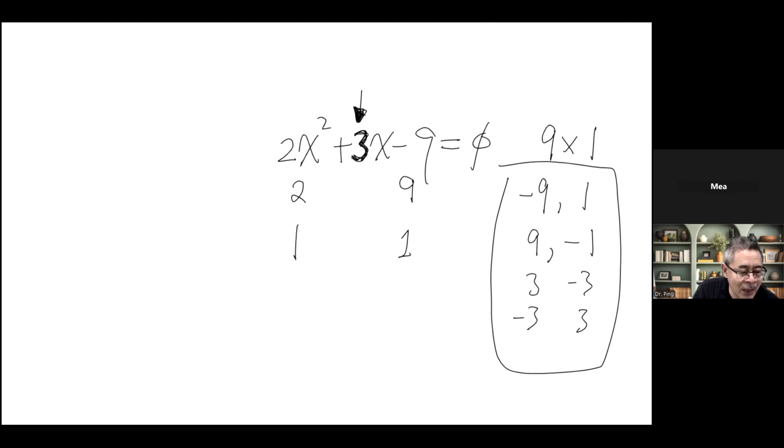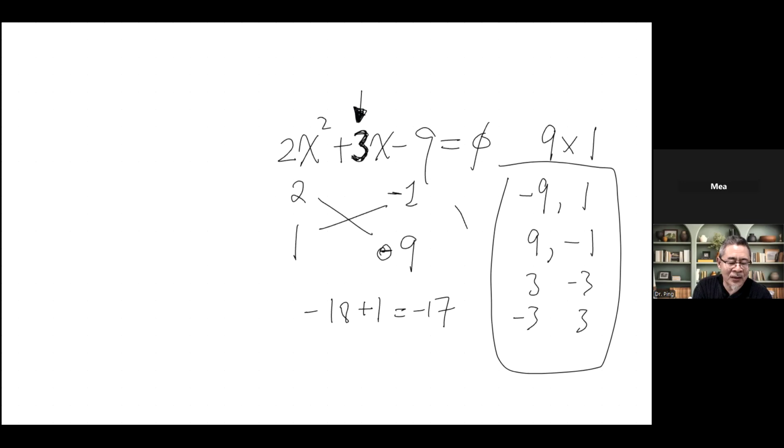So therefore, we swap that to 9 and 1. And if we plug in the negative here, because we have to make sure 1 times negative 9 is negative 9, this is a negative 18, and this is 1, negative 17. So it doesn't work. And if we swap to the negative sign, we'll get positive 18. Doesn't work either. So that means 9 and 1 does not work.